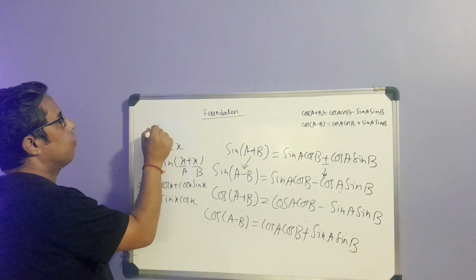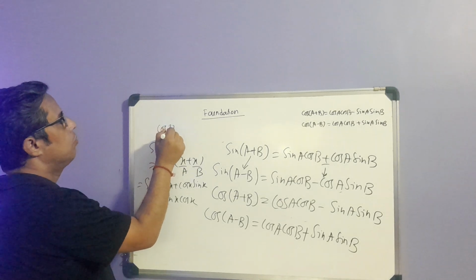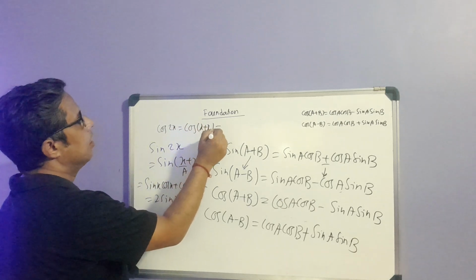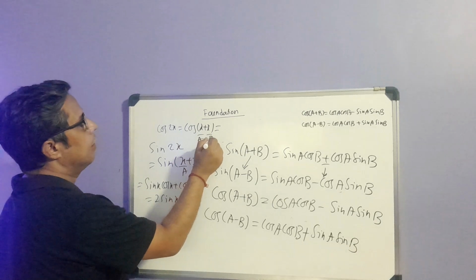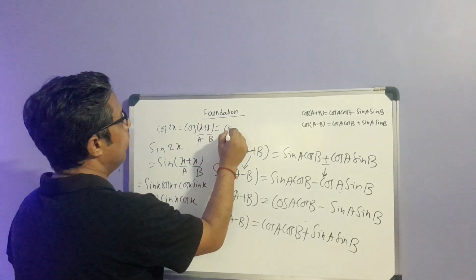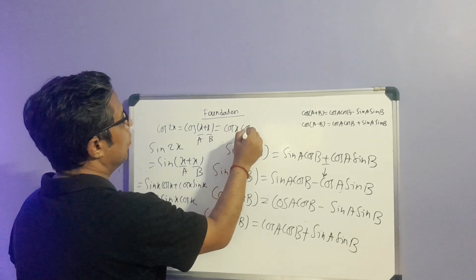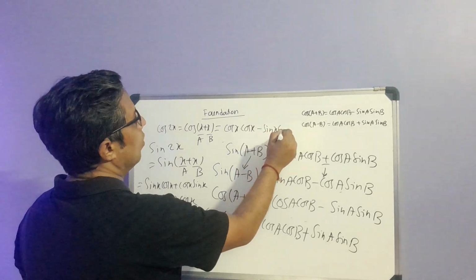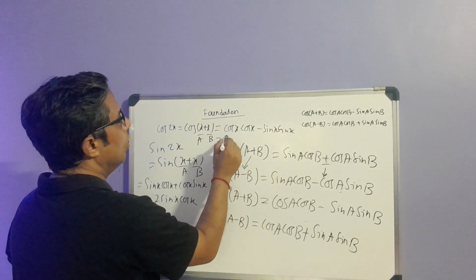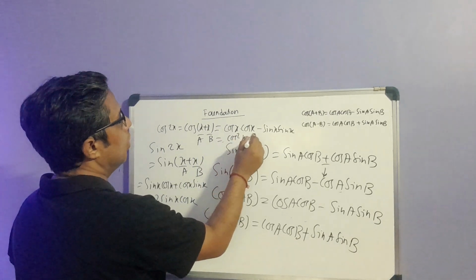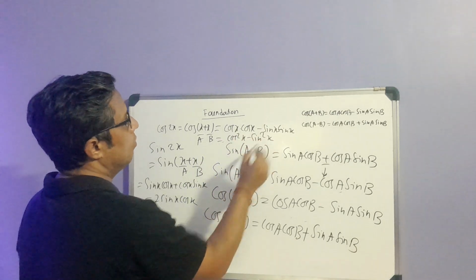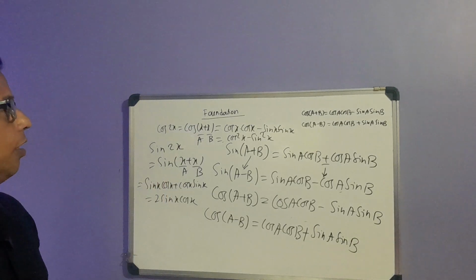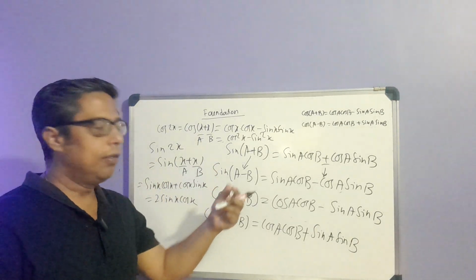Next is, what is cos 2x? Cos 2x means cos of x plus x. This is a, let's say this is b. So it will be cos x into cos x minus sin x into sin x. So it will be cos square x minus sin square x. So this way, lots of formulas you can build with this.